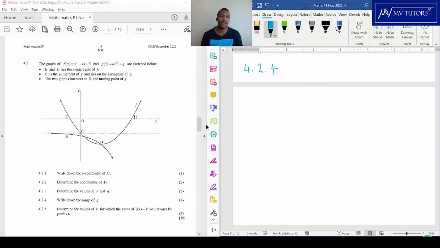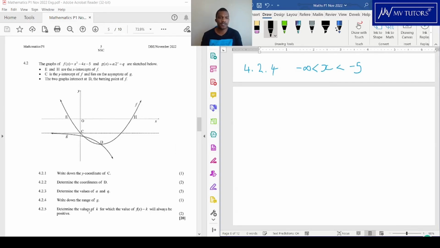Range of g, we know when we're talking about range, we're talking about the y values for which the graph is there. So we know that's minus 5 there. There are many ways of writing this, but I'll stick to this one. It starts from negative infinity to that asymptote, minus 5. That's it. That's the range of g. Okay, let's look at the last question now.